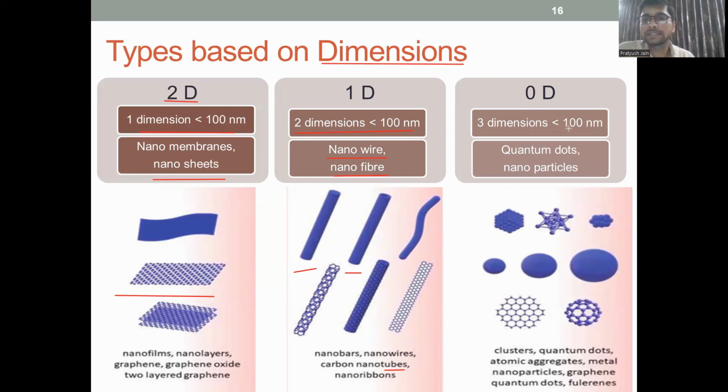And the last is the 0D type nanomaterial. If all three dimensions are smaller than 100 nanometers, it is a 0D type nanomaterial. Then the nanomaterial will look like a dot, right? That is why these are also called quantum dots or nanoparticles. These are some of the terms used for these particular nanomaterials. So we have covered types based on dimensions.